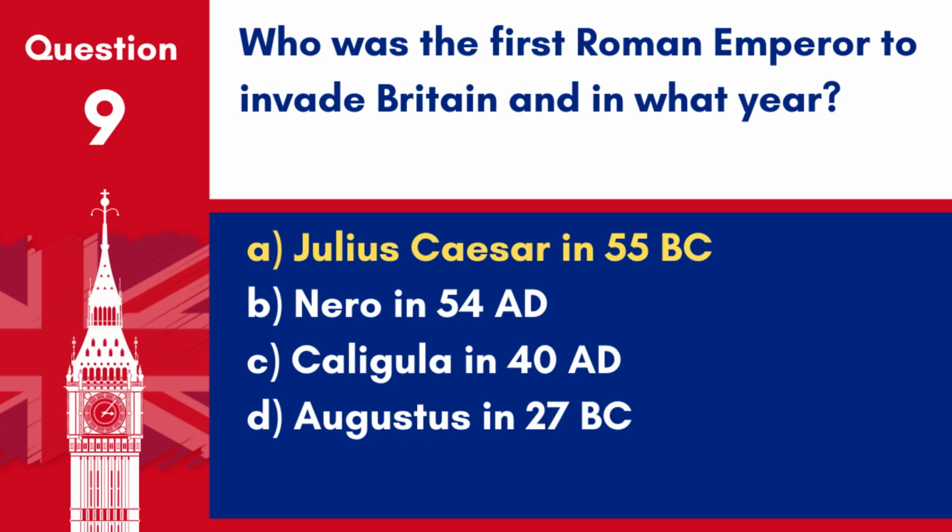Answer. A. Julius Caesar in 55 BC. Julius Caesar was the first Roman emperor to invade Britain, initiating the Roman conquest of Britain in 55 BC.